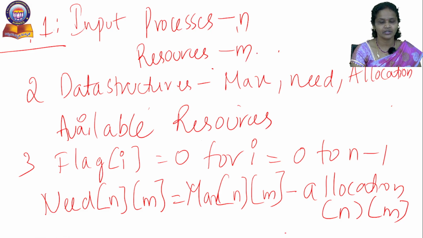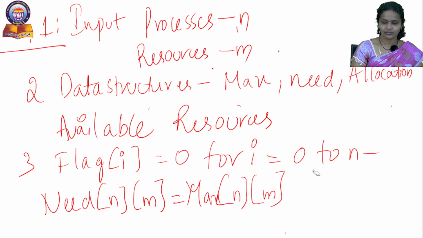The first step is we take the number of processes as n and the number of resources as m. Then we take any two data structures, whether it is max, need, or allocation, and we calculate the other data structure. Then we take the available resources also. The third one is that we make the flag of all the processes as 0. We shall see the purpose of that. It should be done for all the processes. Then we calculate the need matrix.